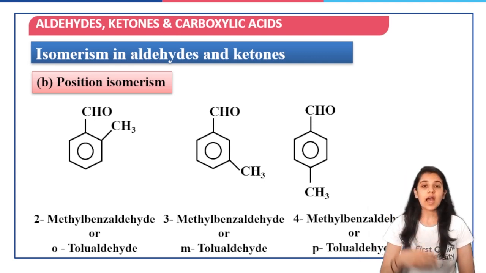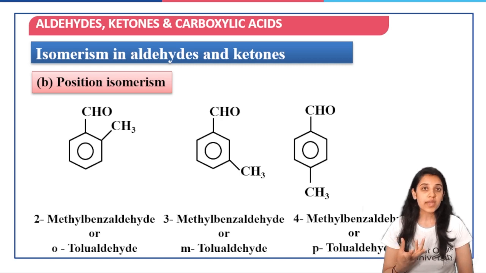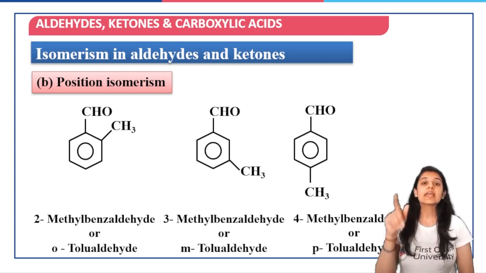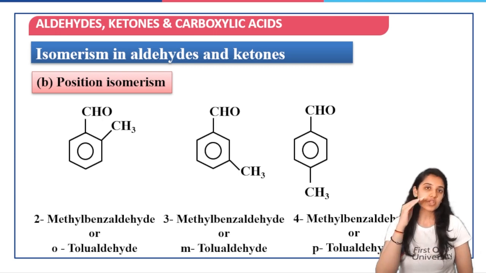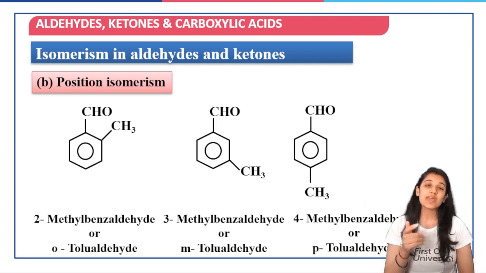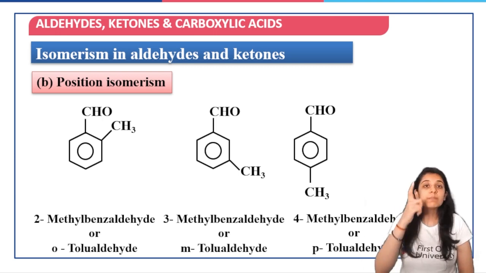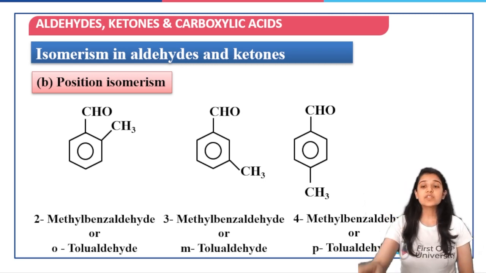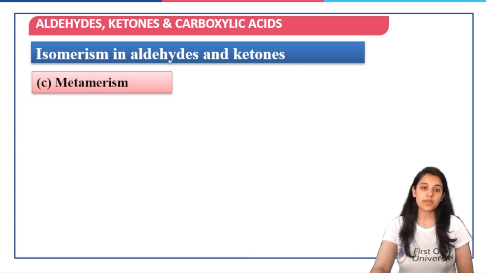Now you will say, how is the position of the functional group varying? It's not the functional group, it's actually the methyl group that is varying. If you carefully see, with respect to the functional group, the methyl group is varying, but with respect to the methyl group, the functional group is varying, right? That is why we call it position isomerism.